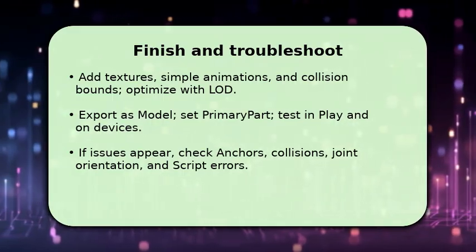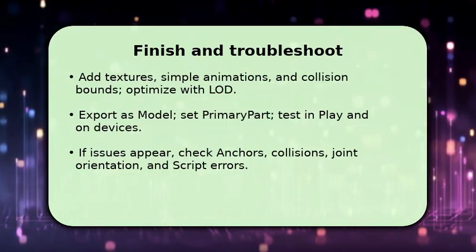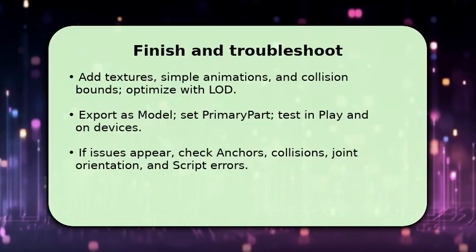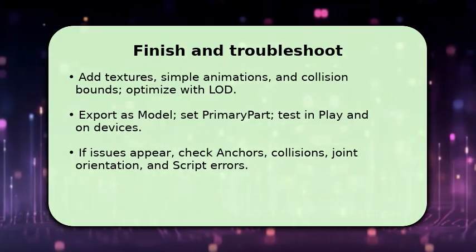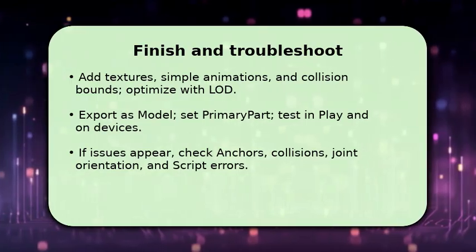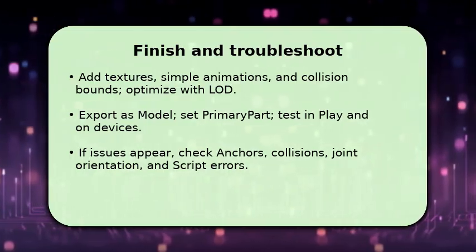Once polished, set a primary part and export the whole thing as a model, then test and play on desktop and mobile. If the penguin misbehaves, make sure anchors aren't left on movable parts, verify Can Collide settings, check joint orientation and Motor6D indices, and look for script errors in the output. Fix those, then retest until behavior matches expectations.